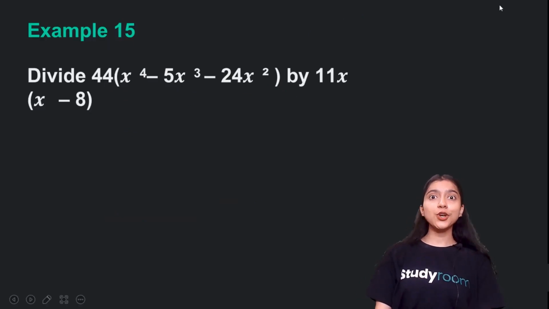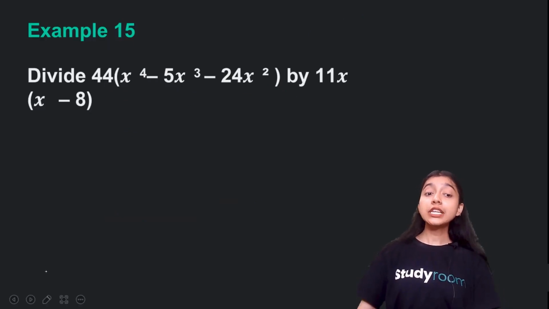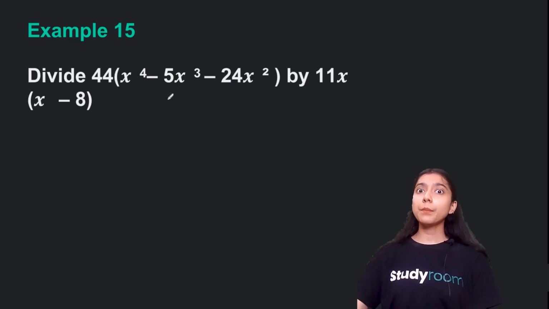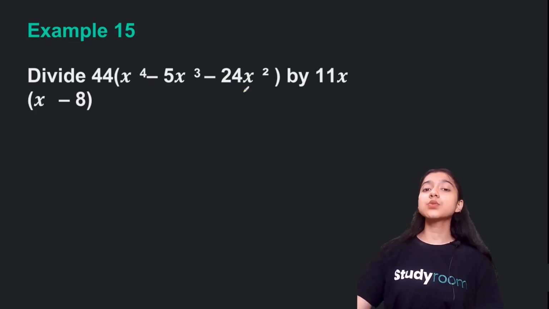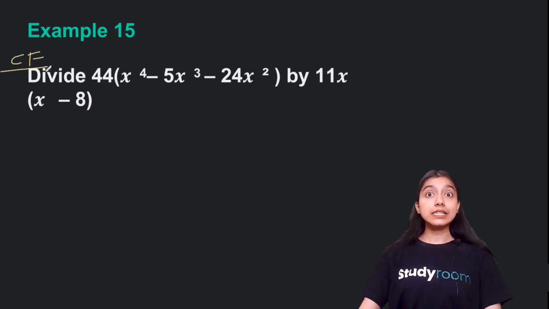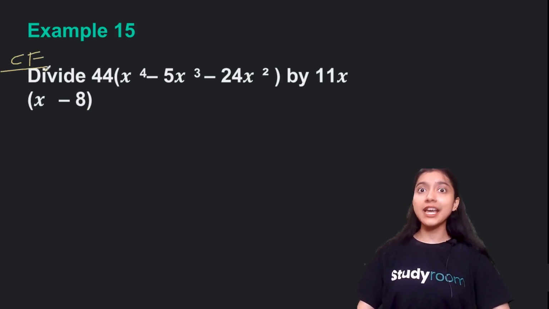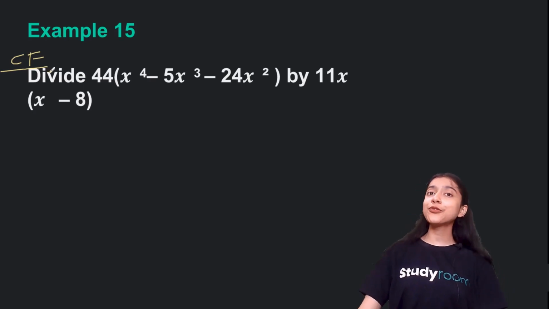Now let's try solving another question. The question given to us over here is 44x to the power 4 minus 5x cube minus 24x square plus 11x, multiplied with x minus 8. We'll be solving this question by the method of common factor. This is a polynomial division, and we can only solve it by using the method of common factor.